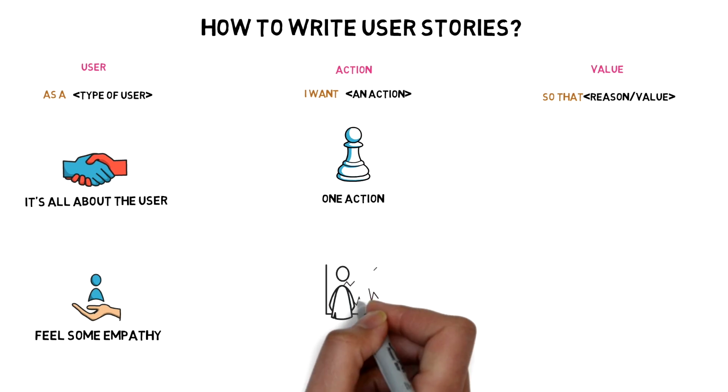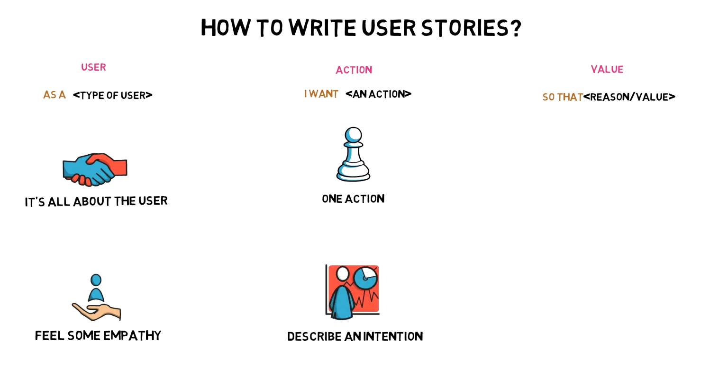Describe an intention, not a feature. For example, instead of, I want to manage my profile, create a few stories like, I want to be able to register my profile, I want to be able to upload my profile photo, I want to link my credit card to my profile. Each user story will have a different value.